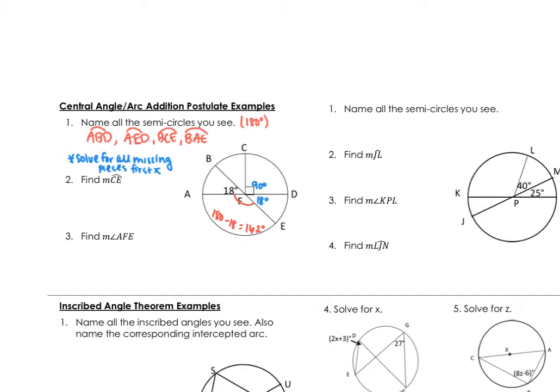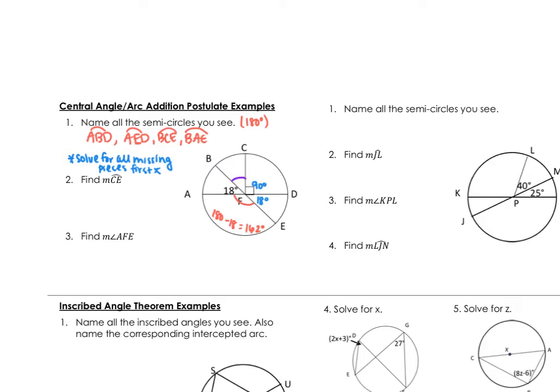So I have that piece, and the last piece I need is this piece up here, okay? And this piece right here is a part of a semicircle. So if we look at this semicircle right here, it's formed by three pieces, the 90, the 18, and this unknown piece. Since it's a semicircle, we know that's 180 degrees, so to find this piece, we can do something similar to what we did in the triangle sum theorem.